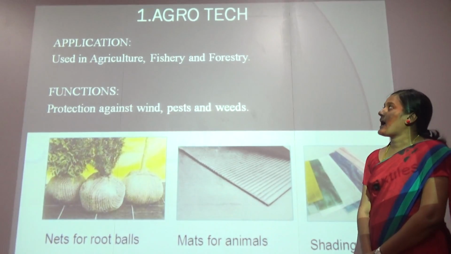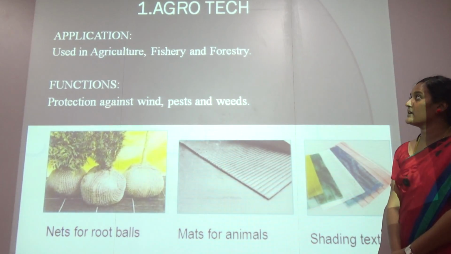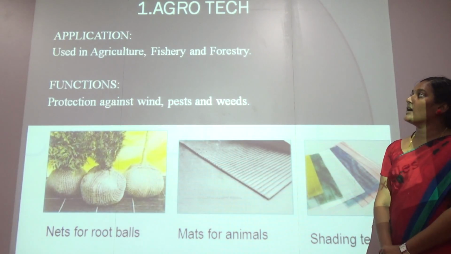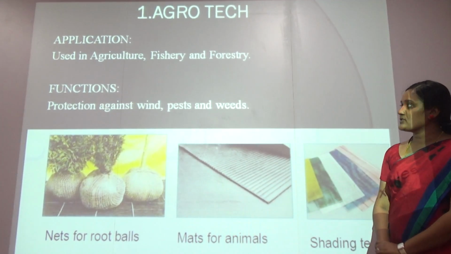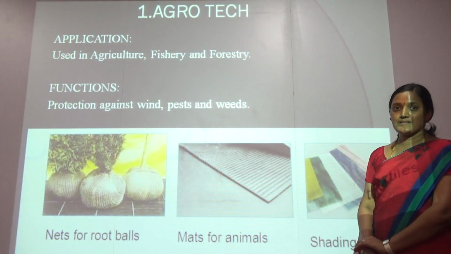Agrotech. Agrotech is also called agricultural textiles. Agrotech is nothing but the textile materials which are used in the application of agriculture. The applications are agriculture, fishery and forestry. The functions are that they provide protection against wind, pests and weeds.